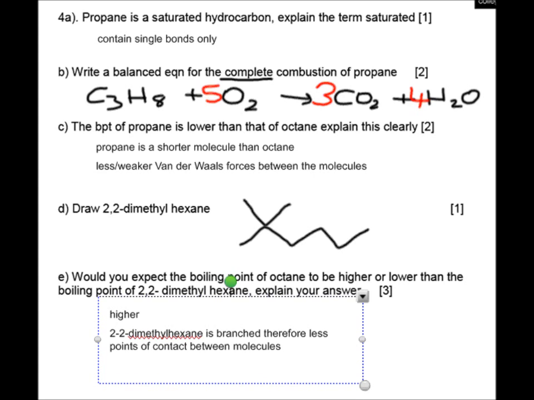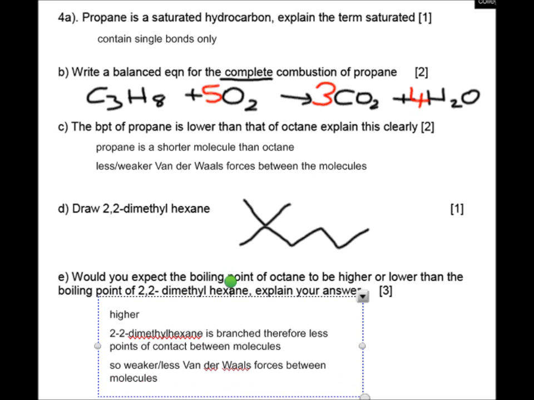And the third mark would be for saying, so weaker or less van der Waals forces between molecules. So obviously it would take less energy to overcome them. As you can see, for these 2 3-mark questions, you don't need to be writing absolutely loads. As long as you bullet point your answers and you've given enough bullet points to get you the 3 marks, you don't have to write a lot at all.